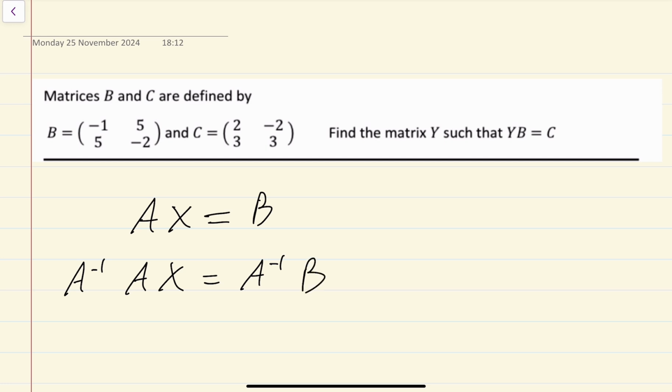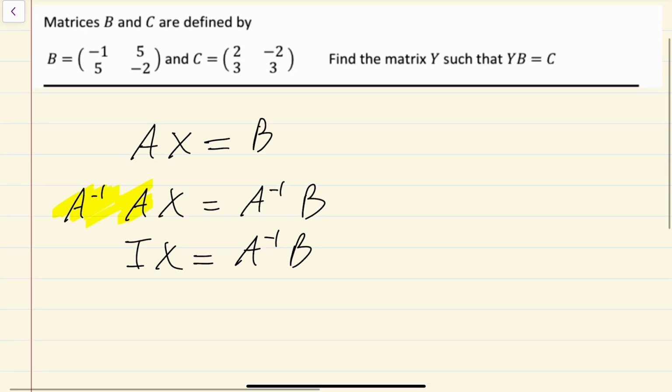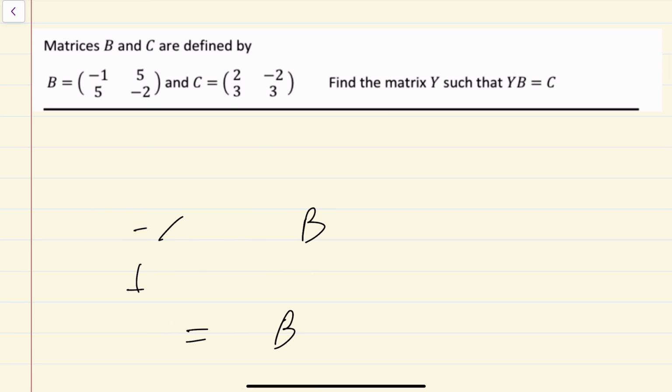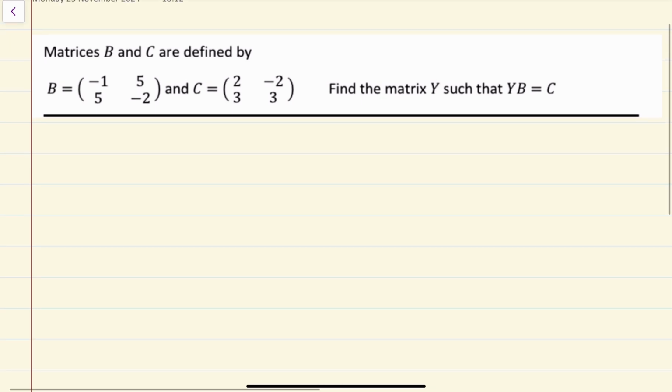Now this bit here, the inverse of A times A, just gives you the identity, times X, which is equal to A to the minus 1 times B. That then just gives you X is equal to A to the minus 1 times B. Now this question is a little bit different, with a slightly different format. It says the matrices B and C are defined by, find a matrix Y such that Y times B is equal to C.